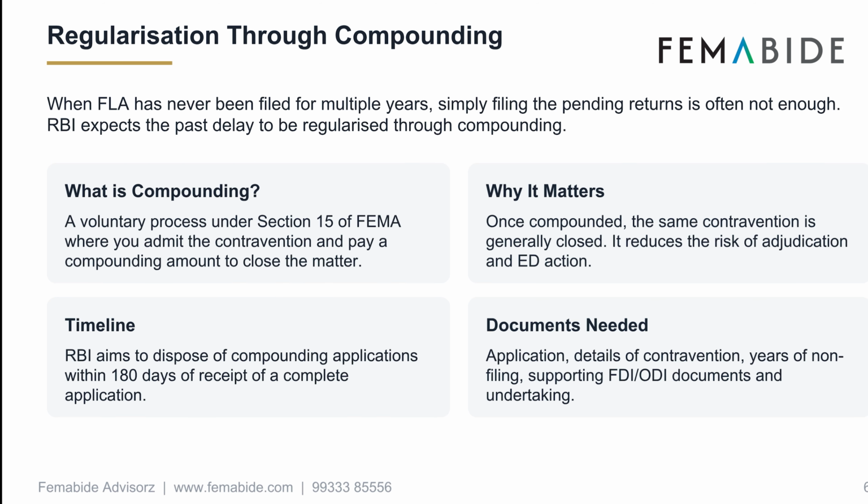Regularization through compounding. When FLA has been missed for several years, simply filing the current return is not enough. Compounding under Section 15 of FEMA is the cleanest way to close the past contraventions. You admit the delay, pay the compounding amount, and the matter is generally closed. RBI aims to dispose of compounding applications within 180 days of receiving a complete application. Proper documentation and a clear explanation of the years of non-filing are essential.